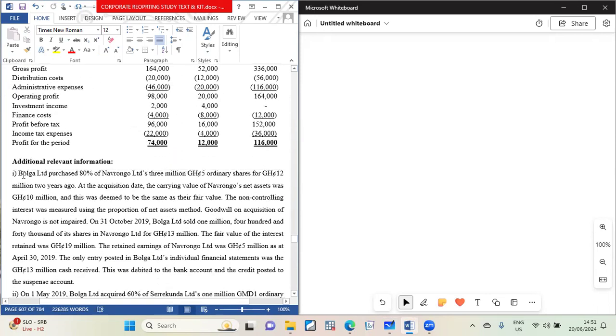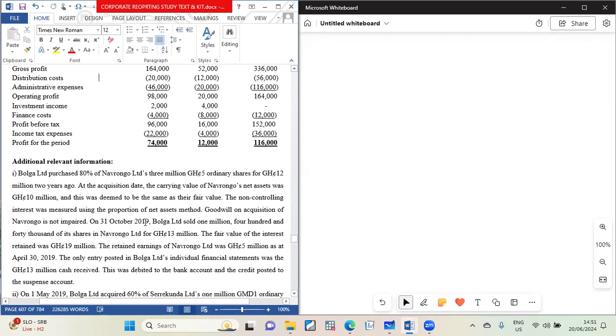The additional information says Bolga purchased 80% of Navrongo Limited, 3 million 5 Ghana cedi ordinary shares, for 12 million 2 years ago. And we are also told that at that acquisition date, the net asset of Navrongo was 10 million. Then the NCI is measured using the proportionate share, so goodwill on acquisition is not impaired.